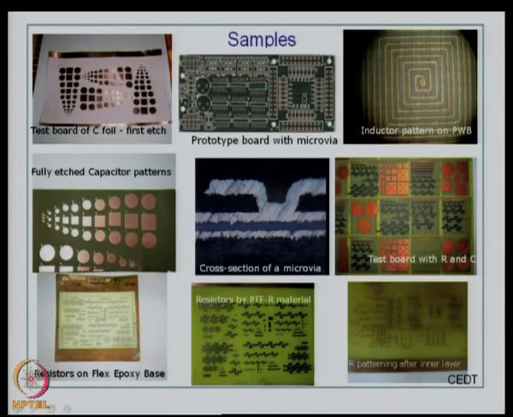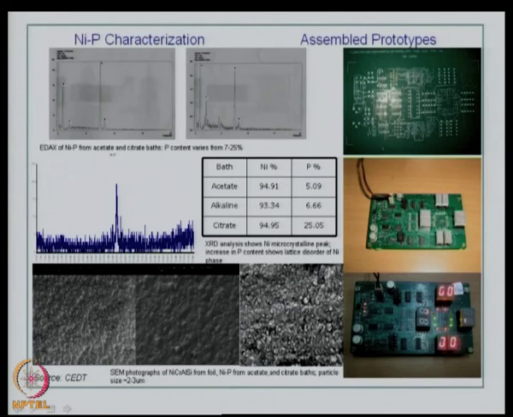Now, these are some illustrations of various samples, inductors, capacitors by foil, capacitors by print and etch method, okay, resistors on a flex epoxy base. These are resistors by polymer thick film, and this is the cross section of a micro VIA that is highly recommended for high density interconnect structures using R and C embedded, and these are combined R and C board. This is the inner layer of a resistor that will subsequently be used for build up. And here you can see on the right side, these are assembled prototypes.